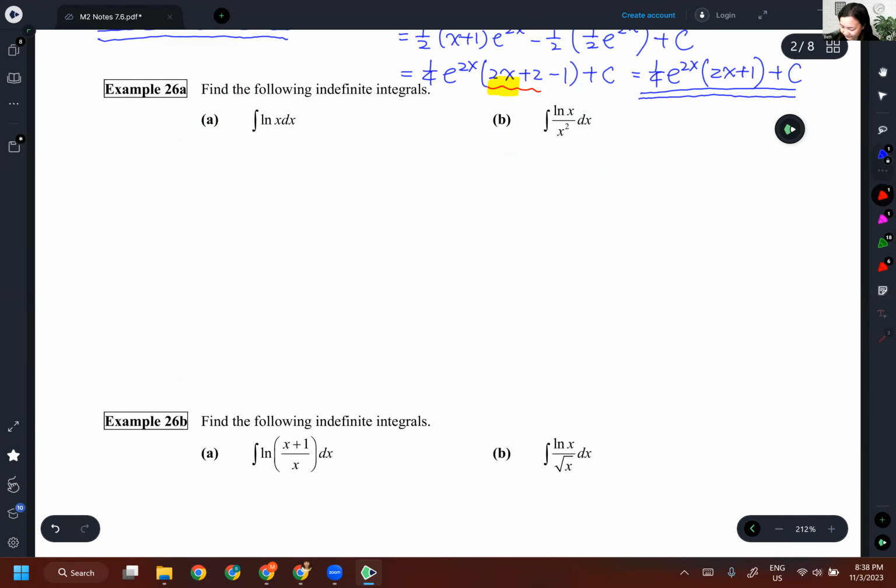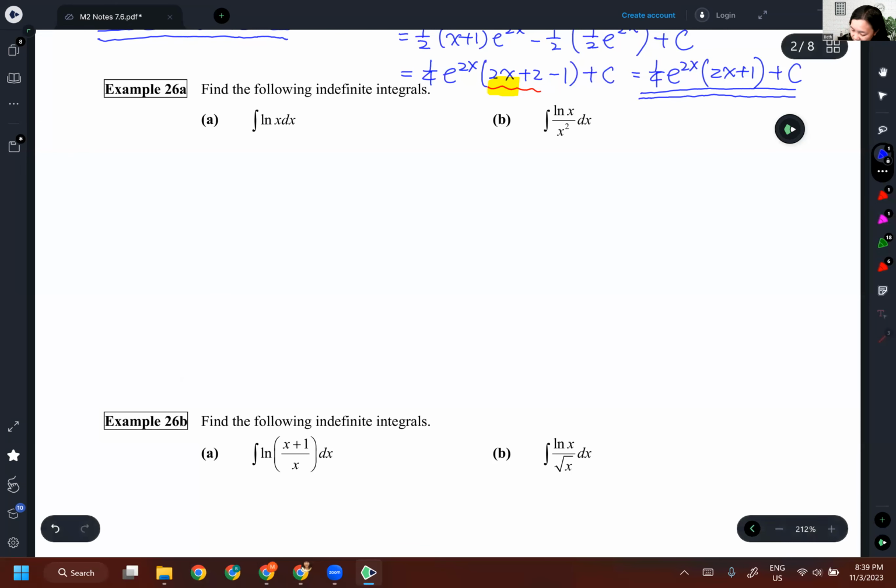Example 26. You don't see a mixture of two types of functions. You just see one single function, that's log. Usually we say, oh, it's a single function, should I use integration by parts? For this one, it's a special case. Although it's not a mixture, with the single function, you must also use integration by parts. Otherwise, it's not possible to solve it.